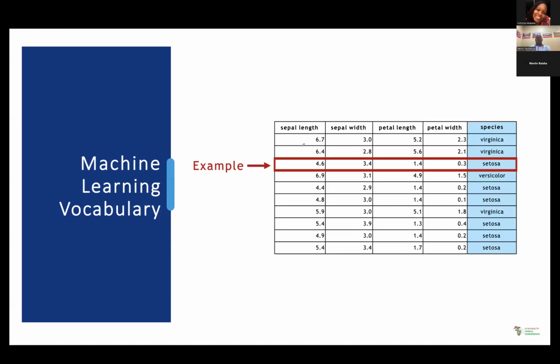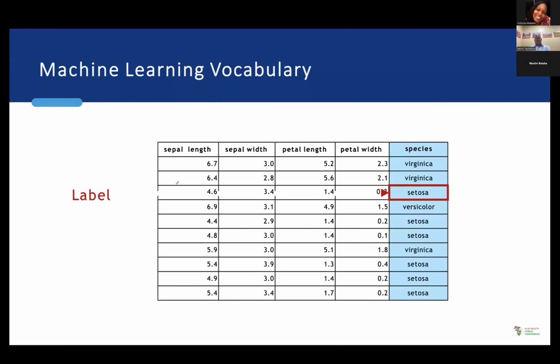We also have what we call an example. An example is the entire row in your data set, combining both the features and your target. We also have what we call a label. A label is just a category in your target. For example, in this example of species, Setosa is a type of flower. So it's what we call a label.